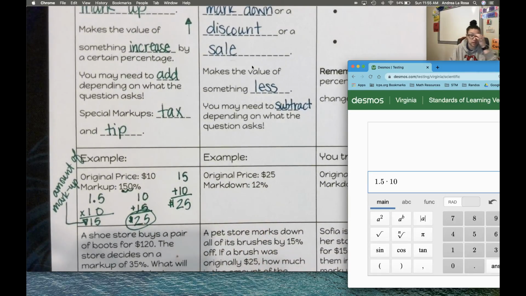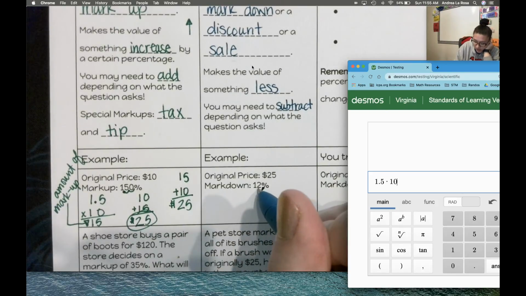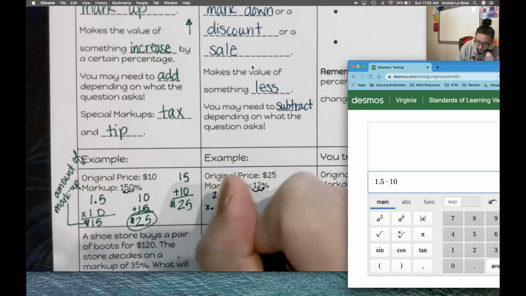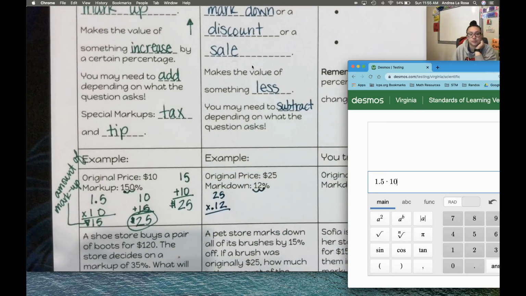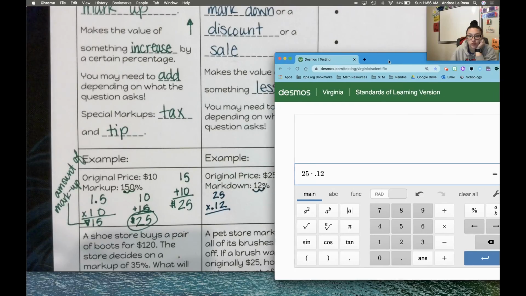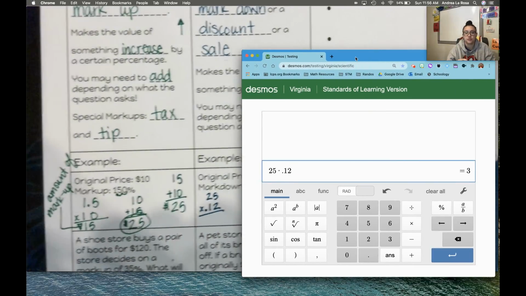So in this question, my original price is $25, and I'm going to mark it down 12%. So first off, I have to figure out what is 12% of 25. Like we did before, we turn the percent into a decimal. So I see I need to take 25 times 0.12. And I see that that is equal to 3.